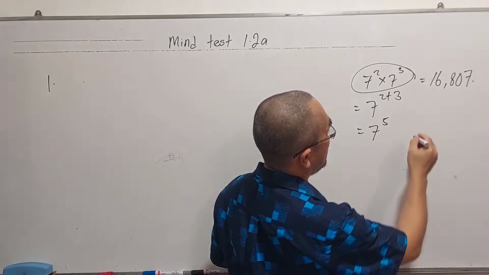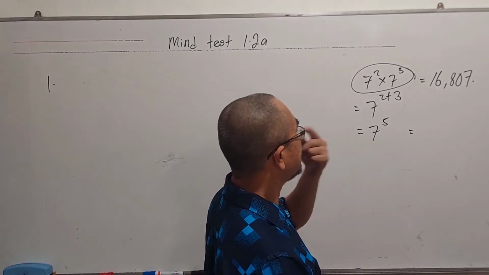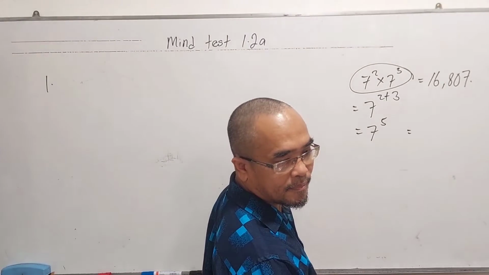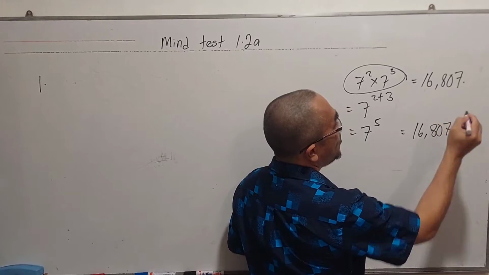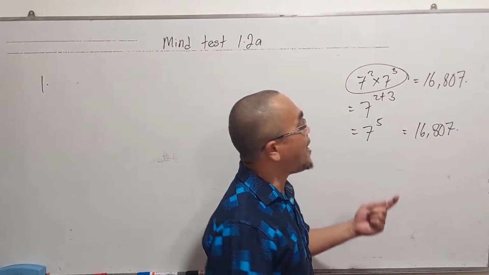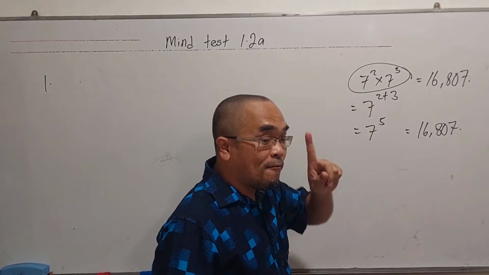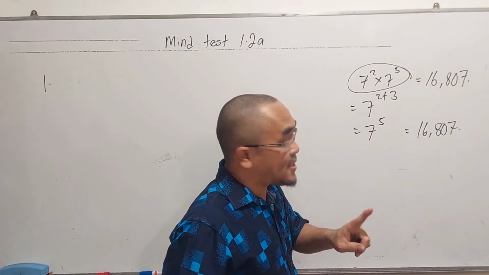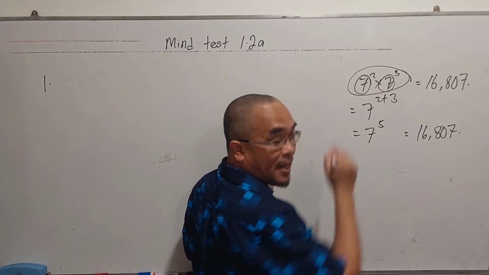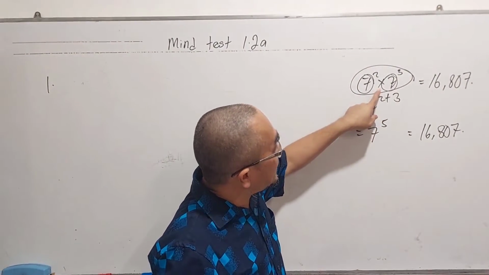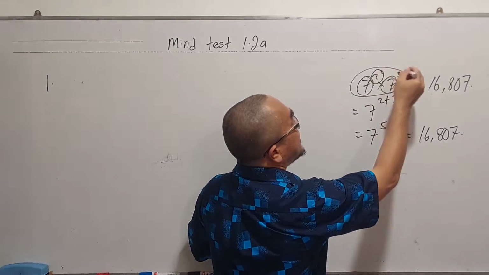Okay, now press the calculator for 7 power 5. Same answer. Okay, so first the concept of index: on the condition that the bases are the same number, and in this case this is multiplication, you add the index.